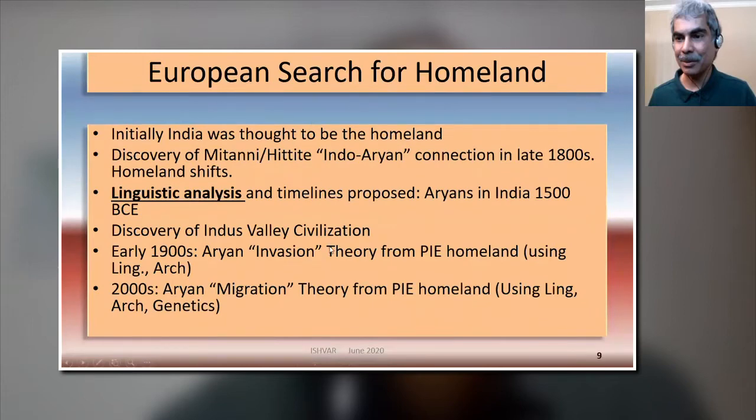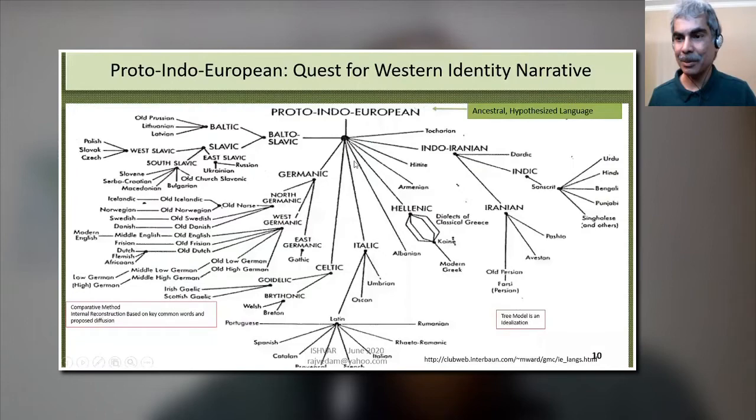Then they found the Indus Valley civilization. So in the early 1900s, John Marshall and others were working there, and they tried to see the ruins, skeletons, and so on. And they proposed that the Aryans had invaded India from the Proto-Indo-European homeland, and the mechanisms they used were linguistics and archaeology. In the 2000s, that has become a migration theory from the PIE homeland, and the mechanisms used today are linguistics, archaeology, and genetics.